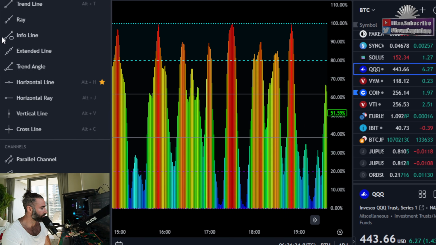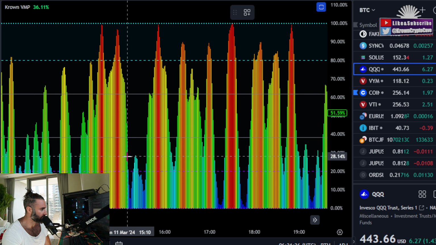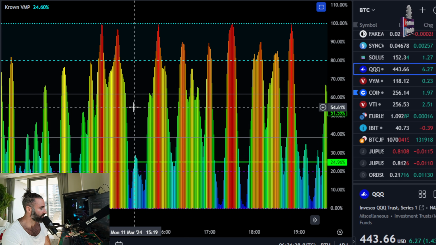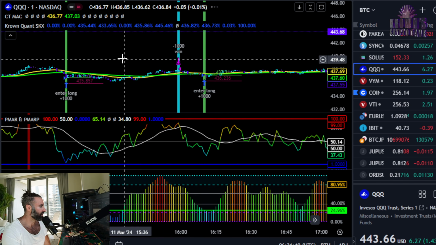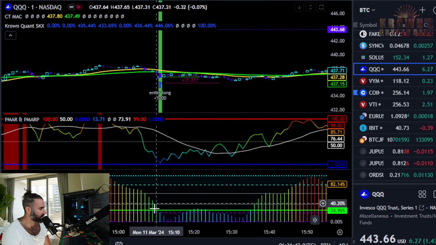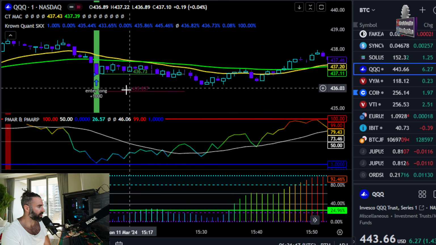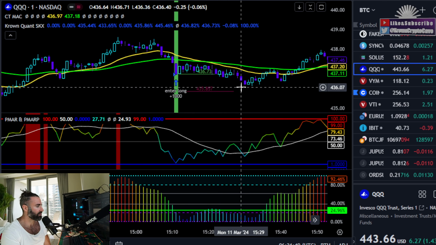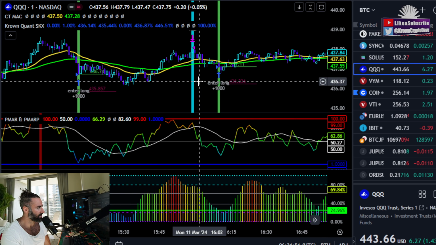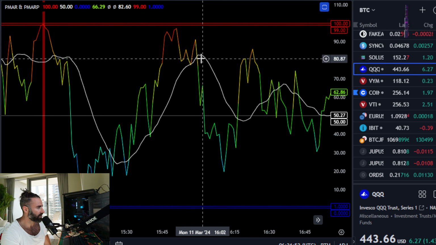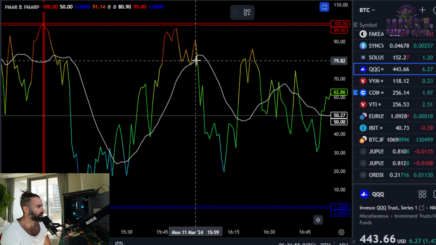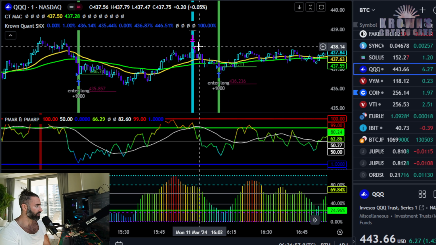Krown VMP must be 25 percentile or lower. So that would be right here alongside that upside cross, which we see right here. Boom, boom, entry. Then stop loss by percent, boom, right there. And, well, in this case, it did hit the take profit when that white line, the signal line of the PMERP, got above 80 percentile on a closing basis.